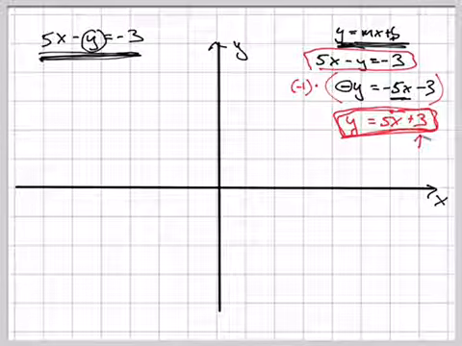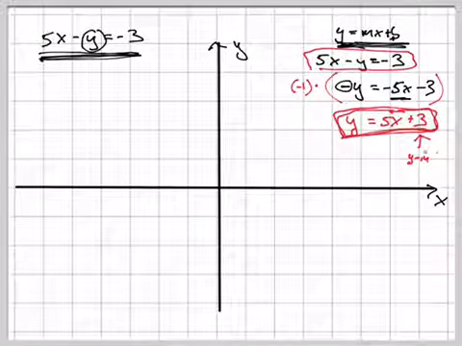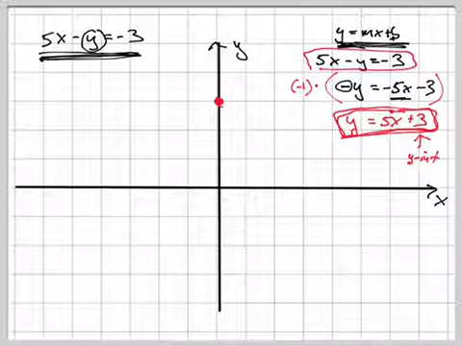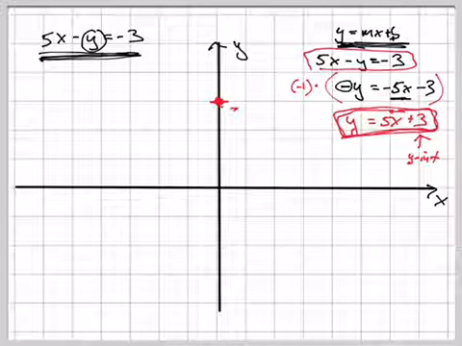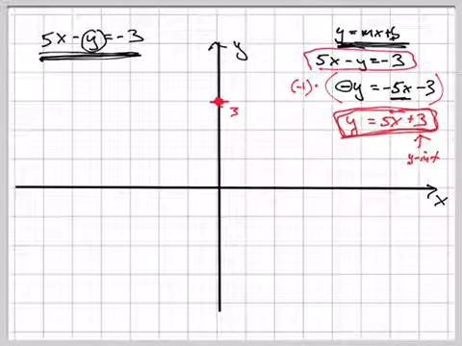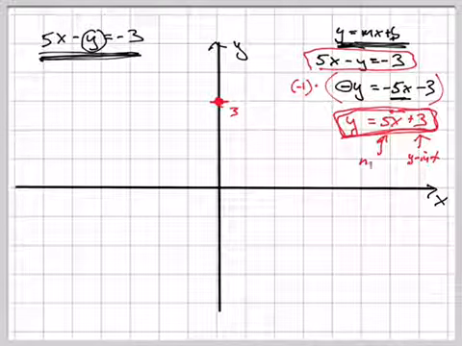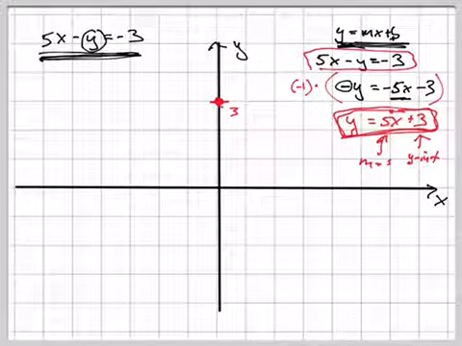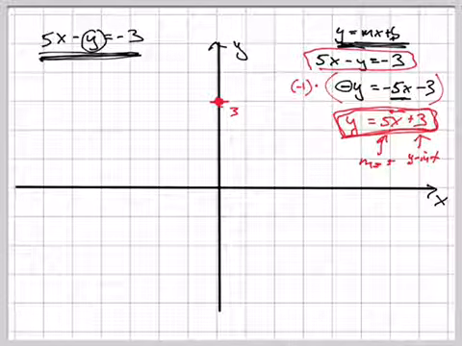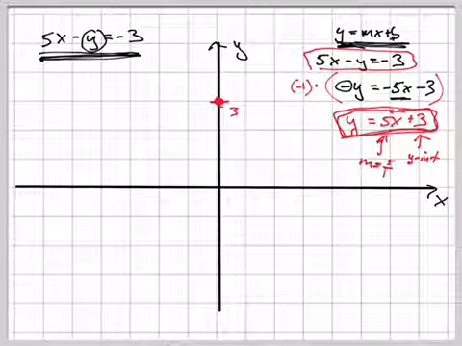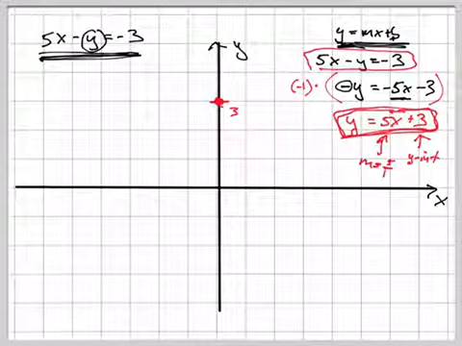Here's my y-intercept right here. My y-intercept is 3, so go 3. There's your y-intercept. 0, 3 is that point. And the slope is 5. M equals 5 over what? If there's nothing on the bottom, what's on the bottom? Right. So the slope is 5, which means I'm going to go up 5 and to the right 1.